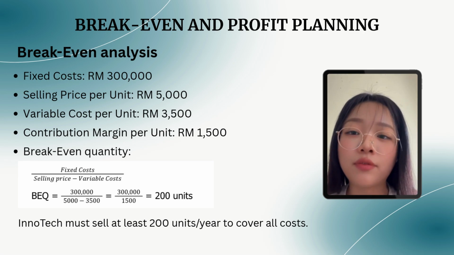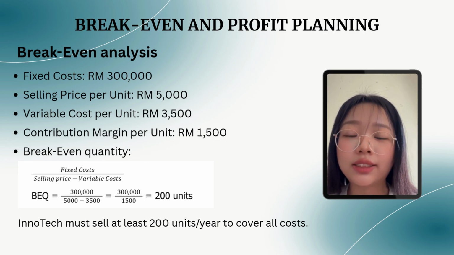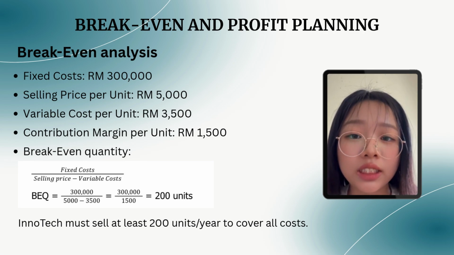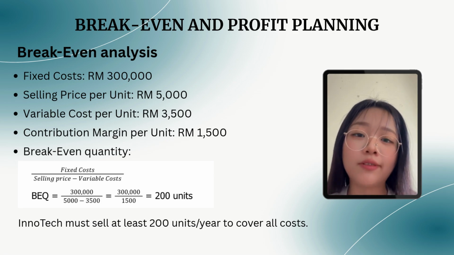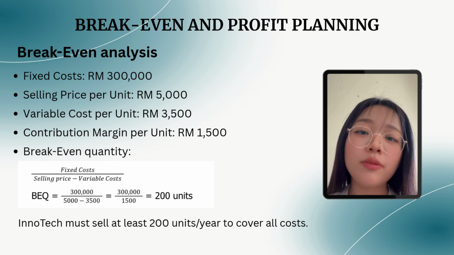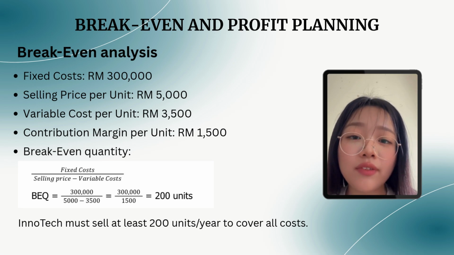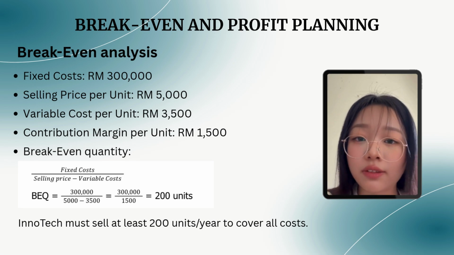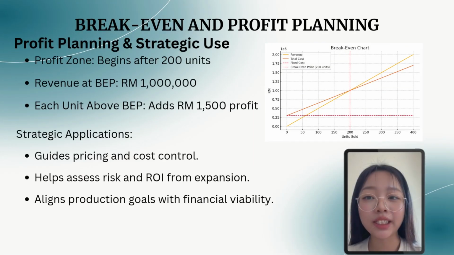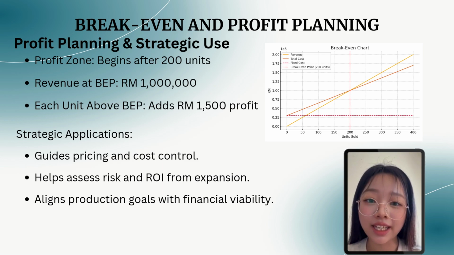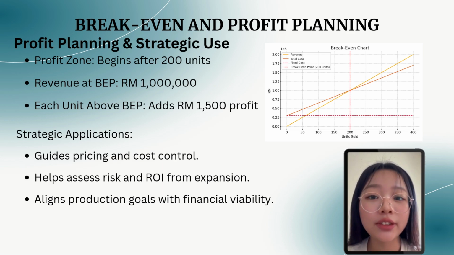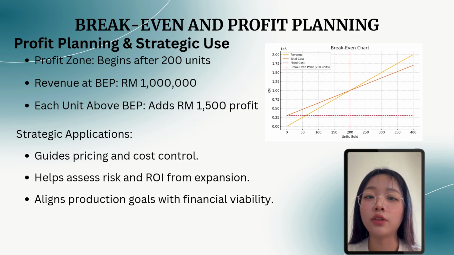Using the break-even formula, the company must sell 200 units per year just to cover all fixed and variable costs. Selling more than 200 units shifts the company into profit territory. The break-even chart clearly shows the revenue and total cost lines intersecting at 200 units. Beyond this point, every additional unit sold adds 1,500 ringgit directly to profit.